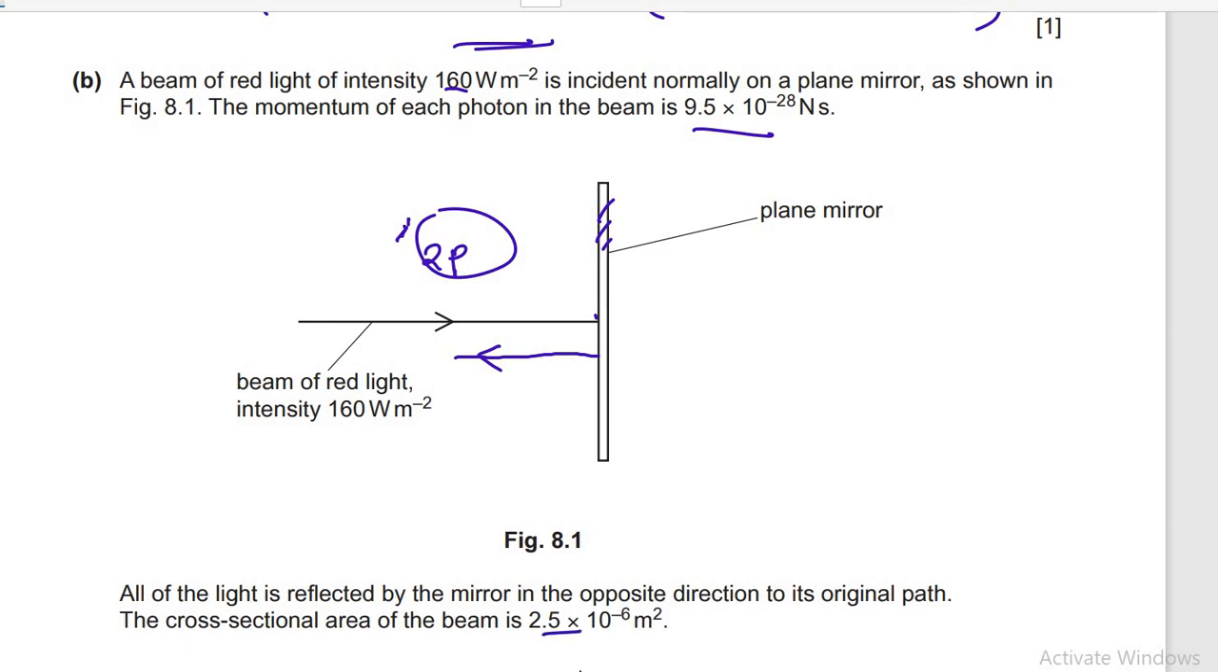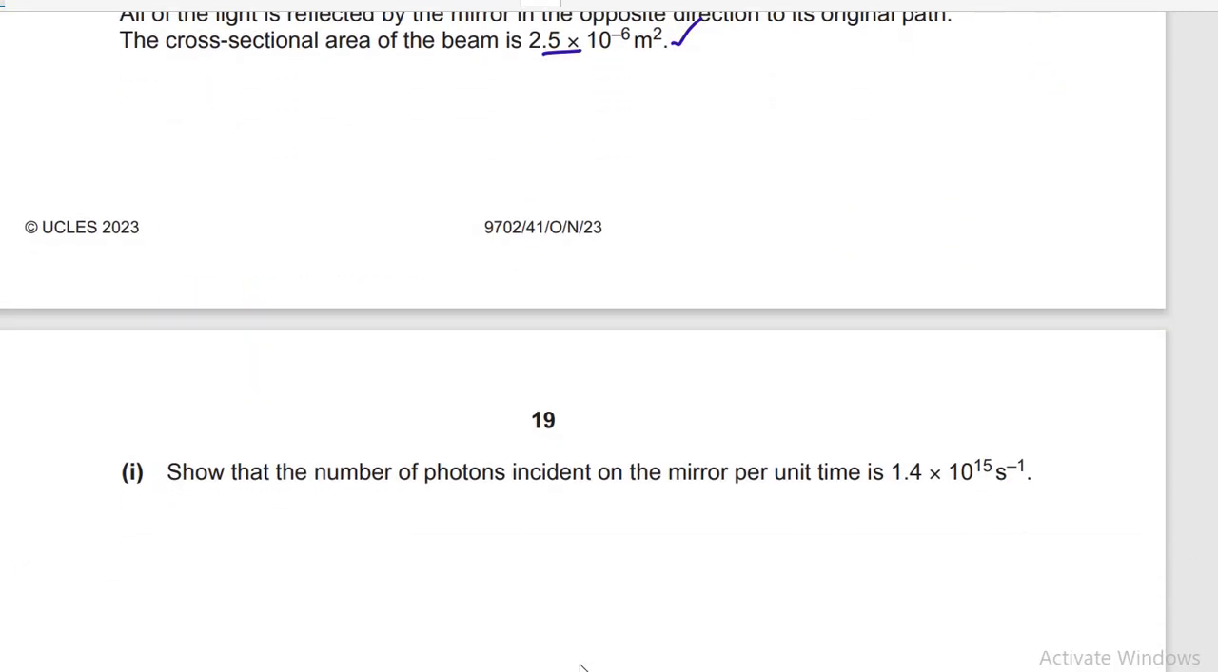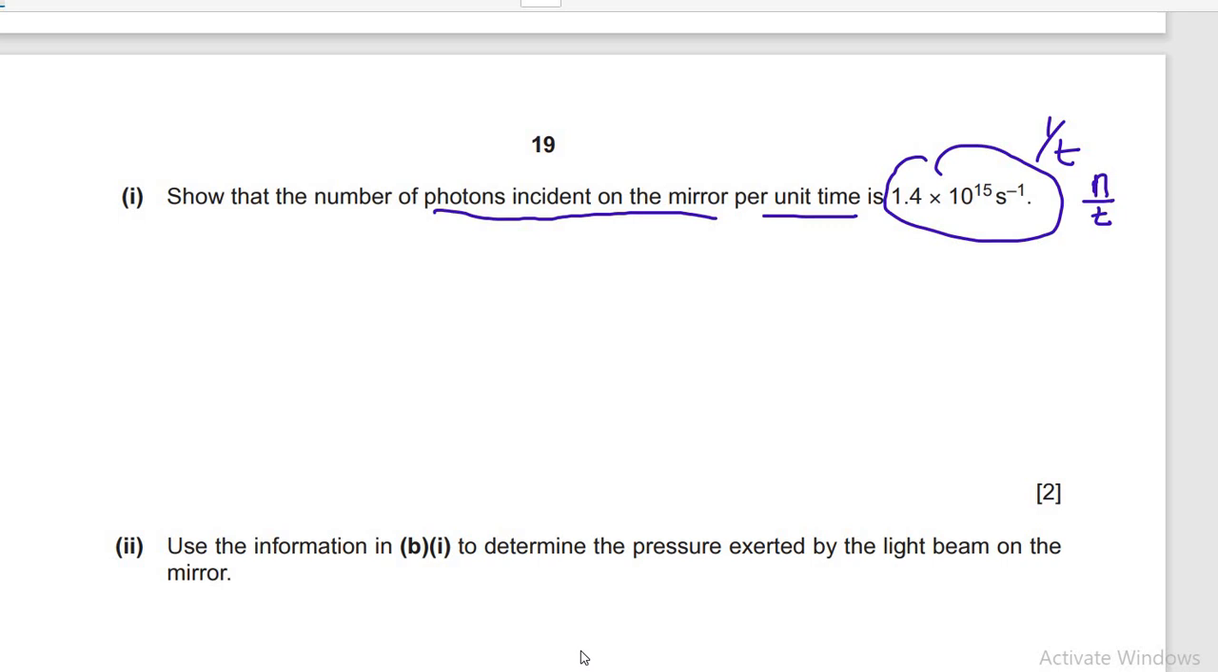The cross-sectional area of the beam is 2.5 times 10 to the power 6. You are given intensity, momentum, and area. Show that the number of photons incident on the mirror per unit time is this. This is what you want to show; the unit is per second, that's number of photons per unit time. Per second is 1 over t. Now, let me work towards what they asked us to show. Since what I want to show is per second, 1 over t.